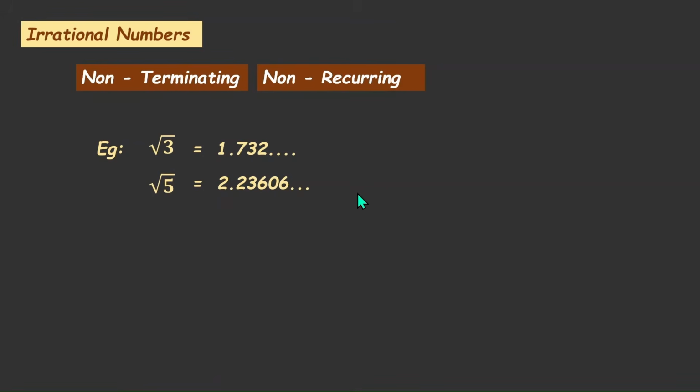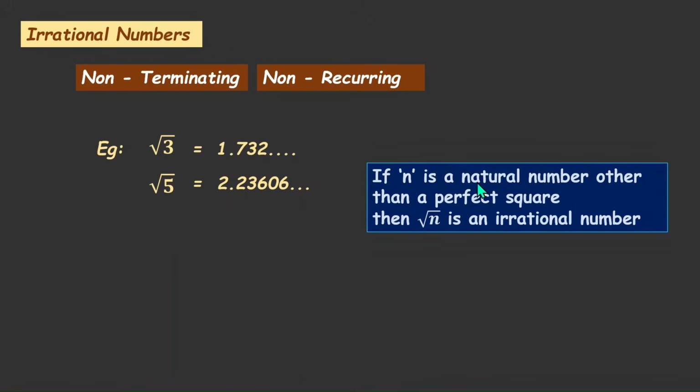And a neat trick to find out the irrational number is that if n is a natural number other than a perfect square, then root of n is an irrational number. So here 3 and 5 both are not perfect squares, so the roots of both these numbers are irrational numbers. So let's look at root 6. Root 6 is equal to 2.44948, and this is again non-terminating, non-recurring, so root 6 is also an irrational number.